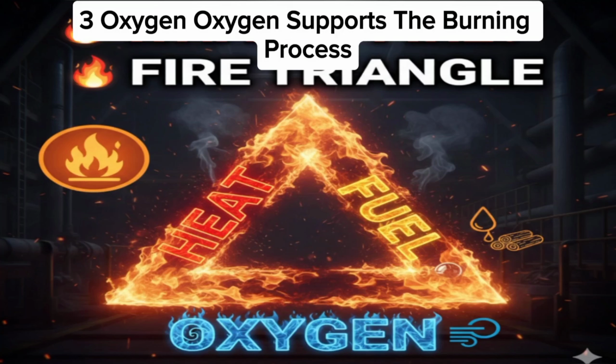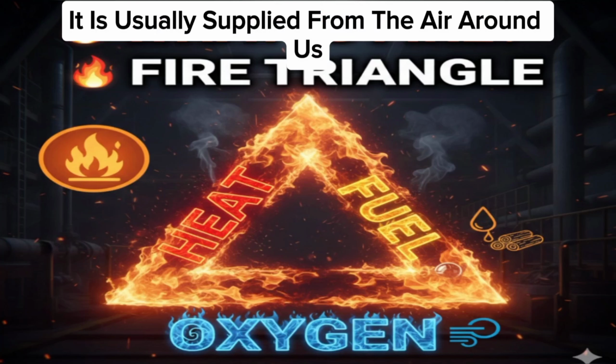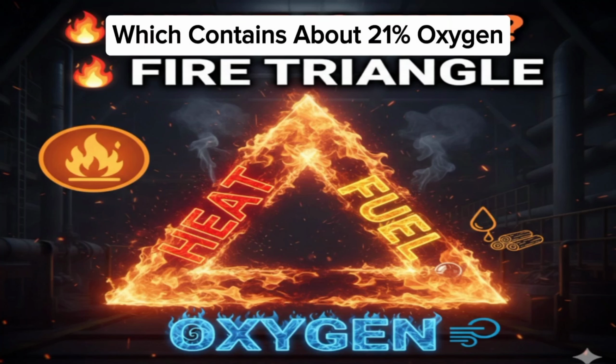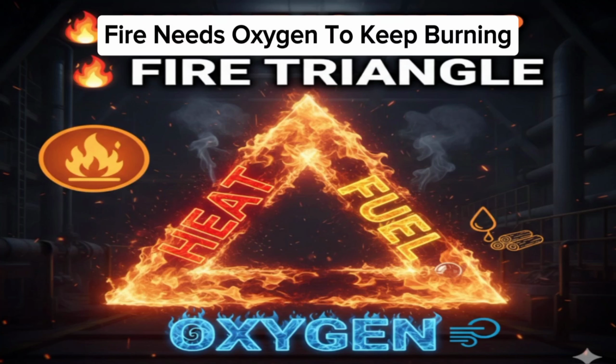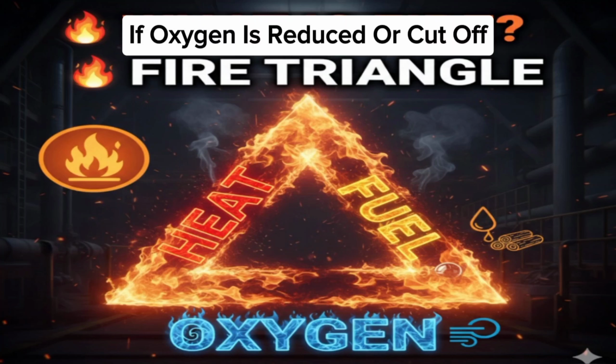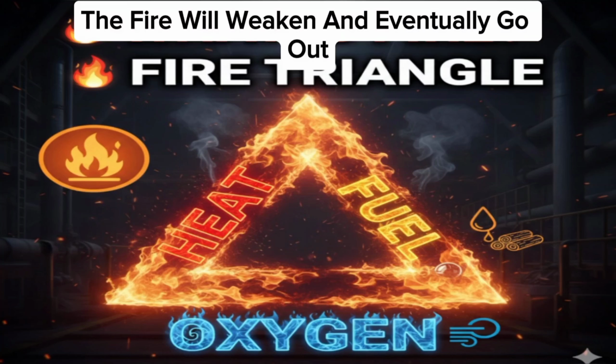3. Oxygen. Oxygen supports the burning process. It is usually supplied from the air around us, which contains about 21% oxygen. Fire needs oxygen to keep burning. If oxygen is reduced or cut off, the fire will weaken and eventually go out.